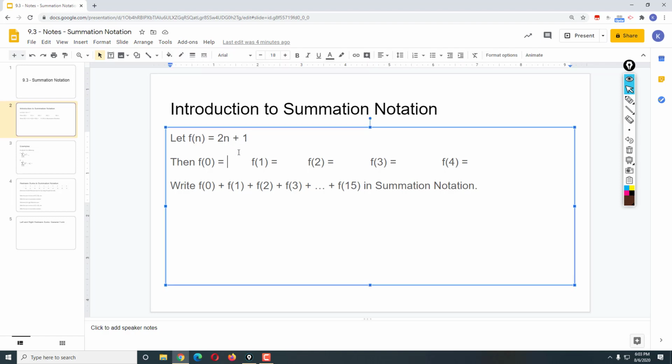For example, let's say that f of n is equal to 2n plus 1. Then f of 0 will be 2 times 0 plus 1, which is 1. F of 1 will be 2 times 1 plus 1, which is 3. F of 2 would be 5. F of 3 would be 7. F of 4 will be 9, and so forth.